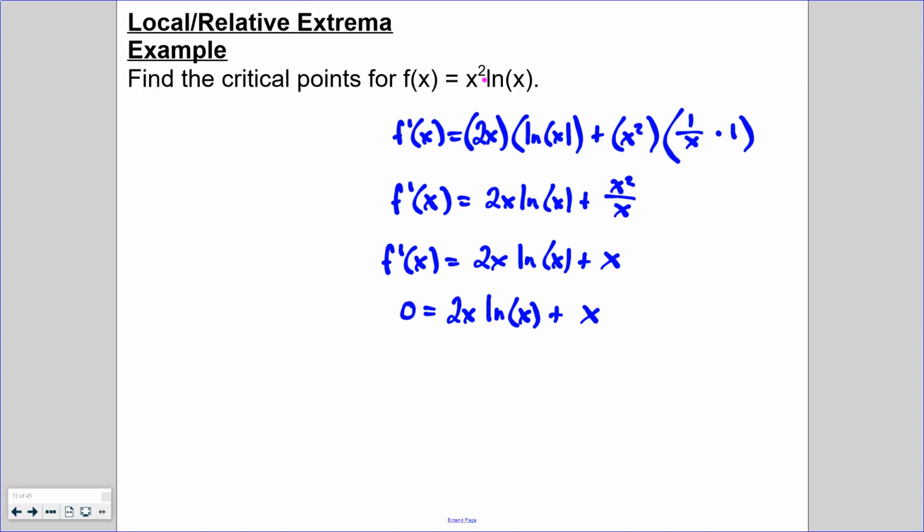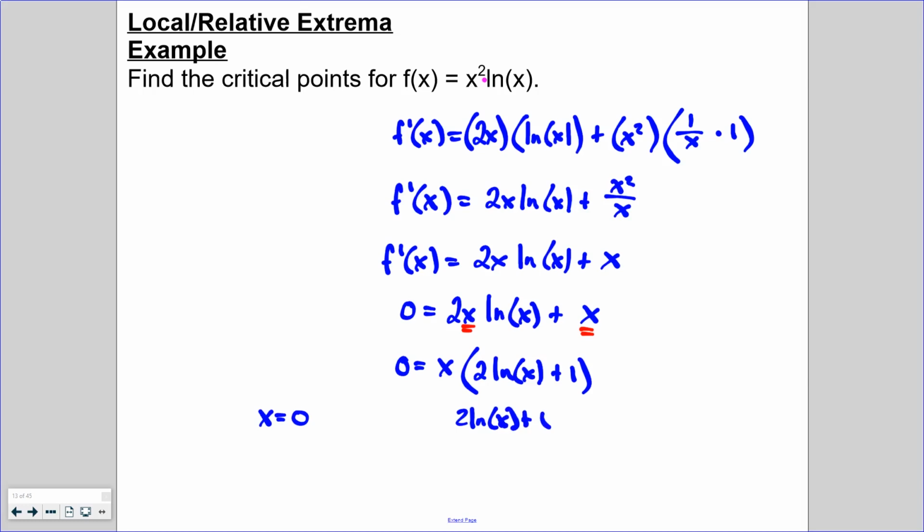Alright, so now how do we go about solving this particular equation? Well, we can start off by looking at the greatest common factor. We can see that both of our terms have an x. So I can go ahead and factor out that x, which will leave us with 2 times the natural log of x plus 1. And then we know, based on the zero product property from way back when, if we have two things being multiplied together to equal 0, we can set each of the factors equal to 0.